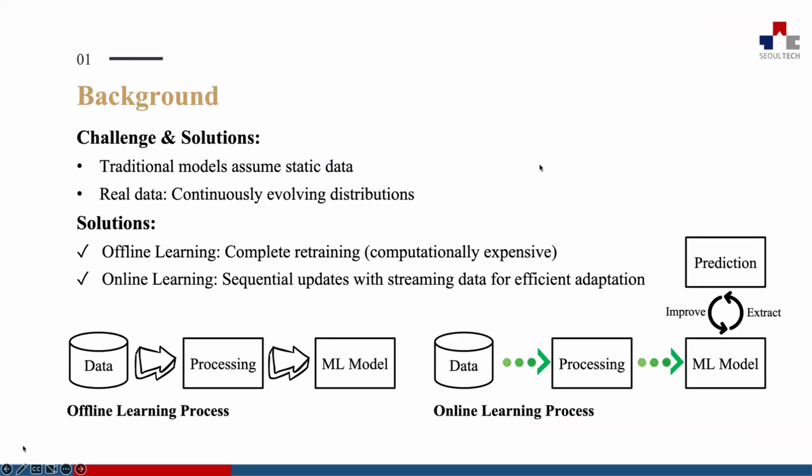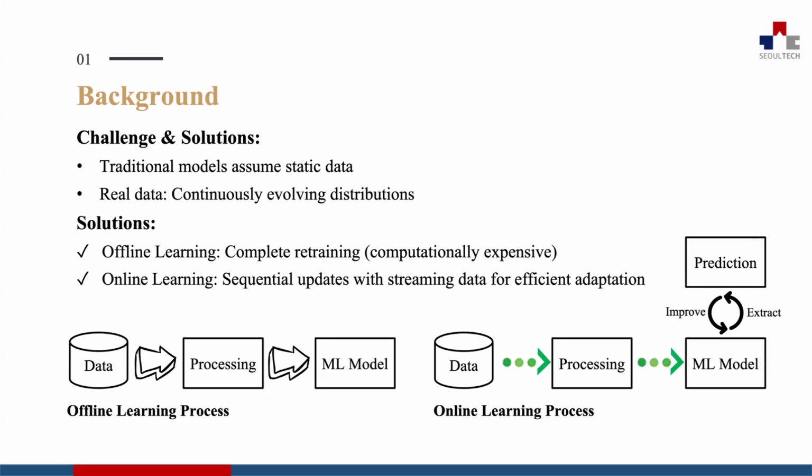So the most accurate approach to continuously streaming data is retraining the entire model with accumulated data, which is known as offline learning. However, this is often infeasible in the real-world online learning environment due to the enormous update overhead, especially in the neural network-based model.